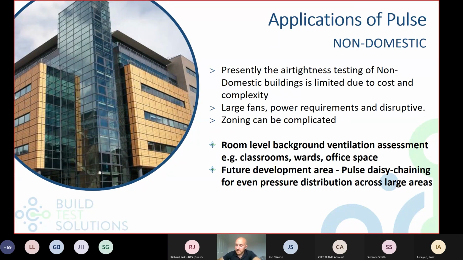And unlike a fan where you would need different size fans to serve different applications, Pulse is all the same kit. You simply extend it by adding air receivers.